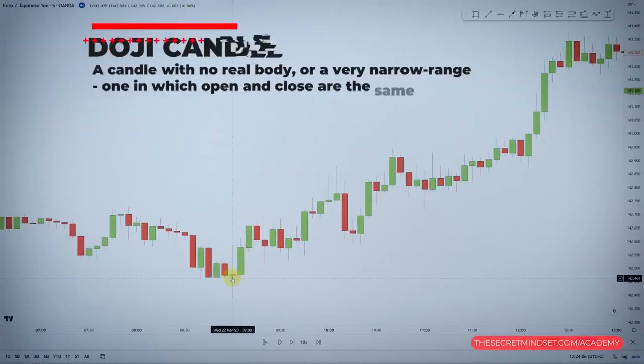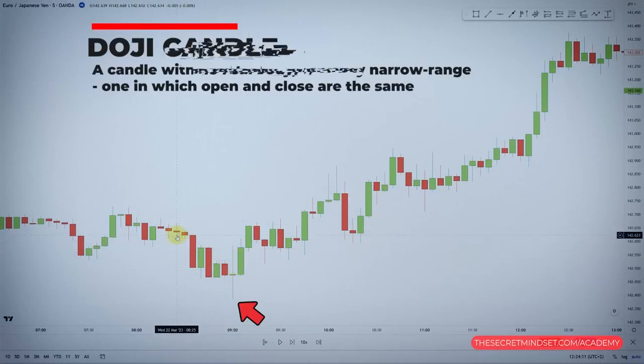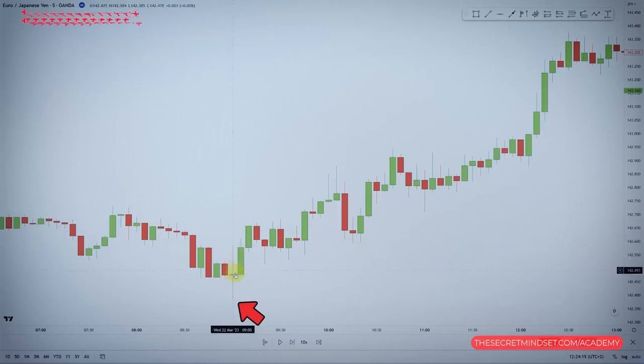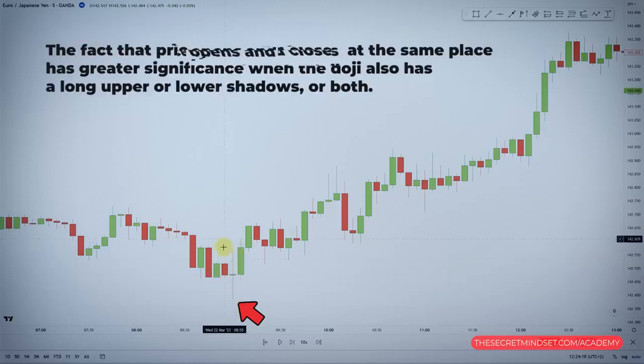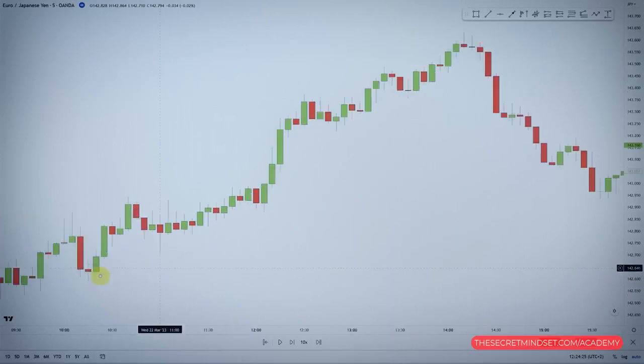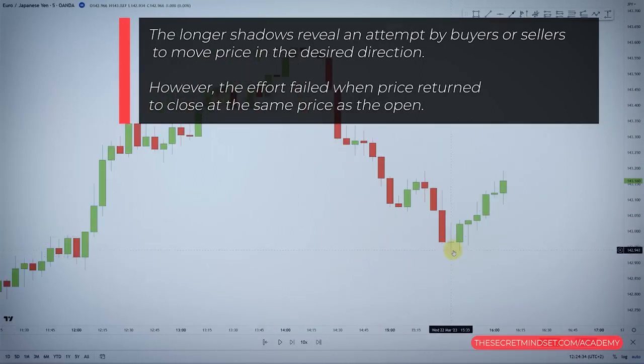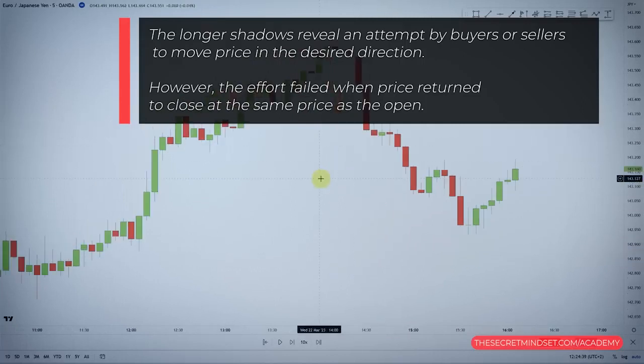The candle with no real body or a very narrow range, one in which the open and the close are the same, represents a significant development. The fact that price opens and closes at the same place has greater significance when the doji also has upper or lower shadows, or both. The longer shadows reveal an attempt by buyers or sellers to move price in the desired direction. However, the effort failed when price returned to close at the same price as the open.